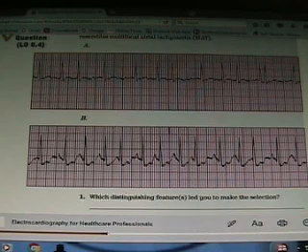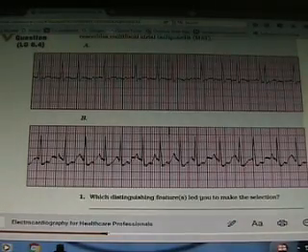So now you know. P wave. P wave means atrial. These are atrial problems. Therefore, the only problem you'll see is P wave.